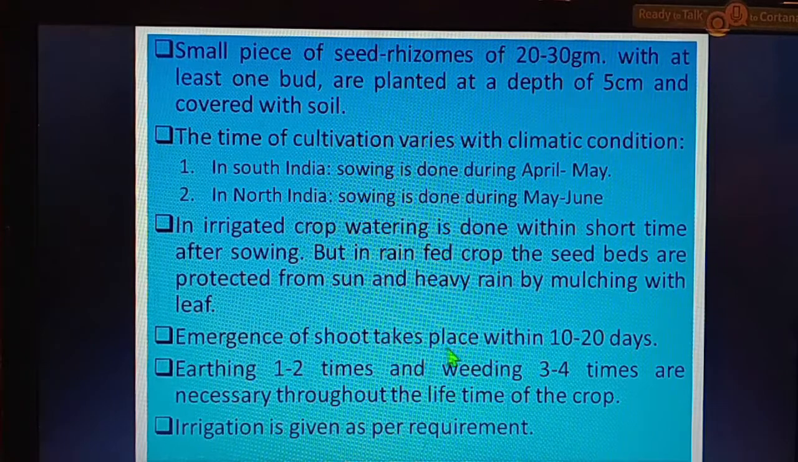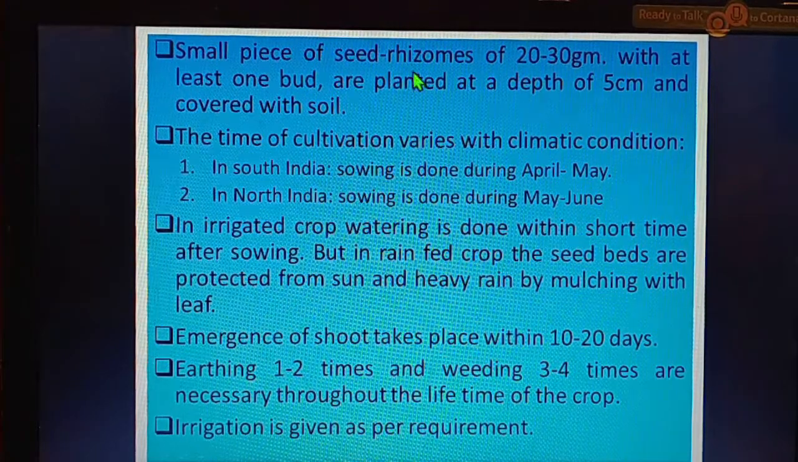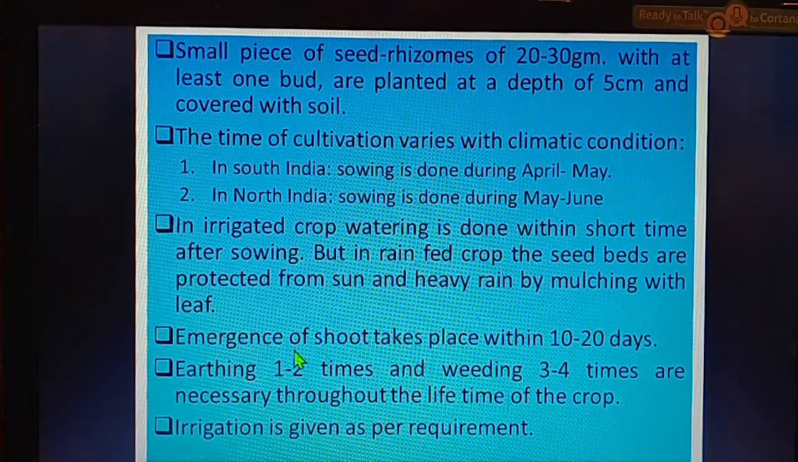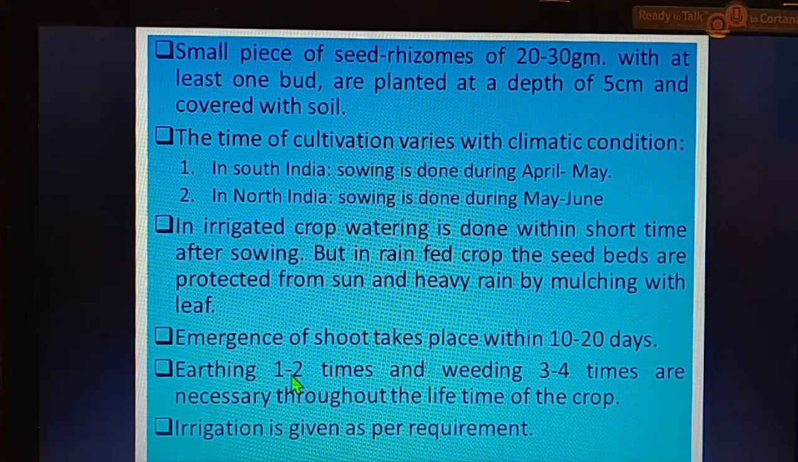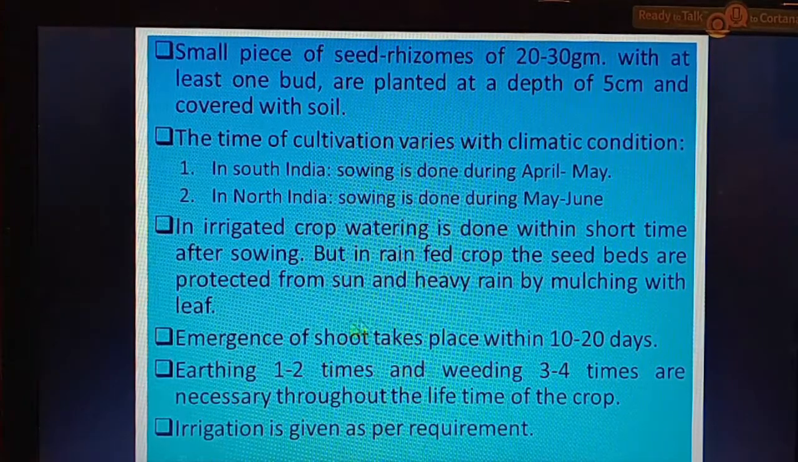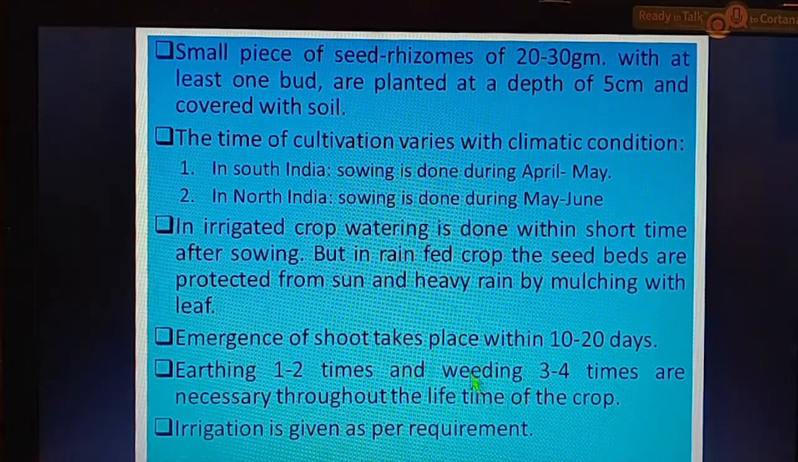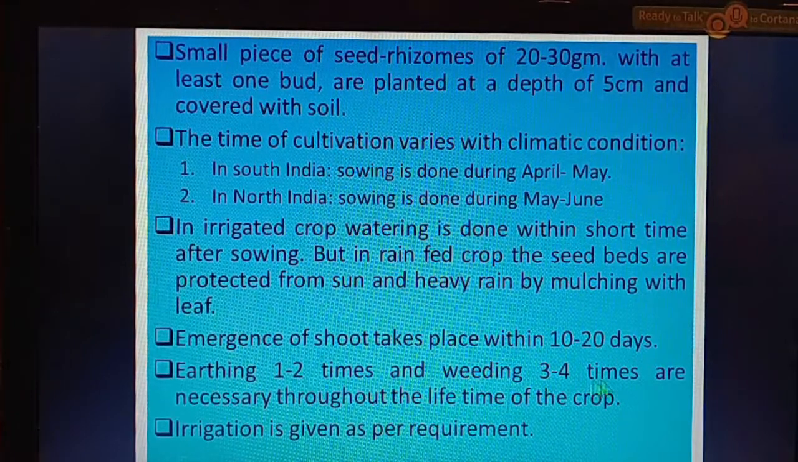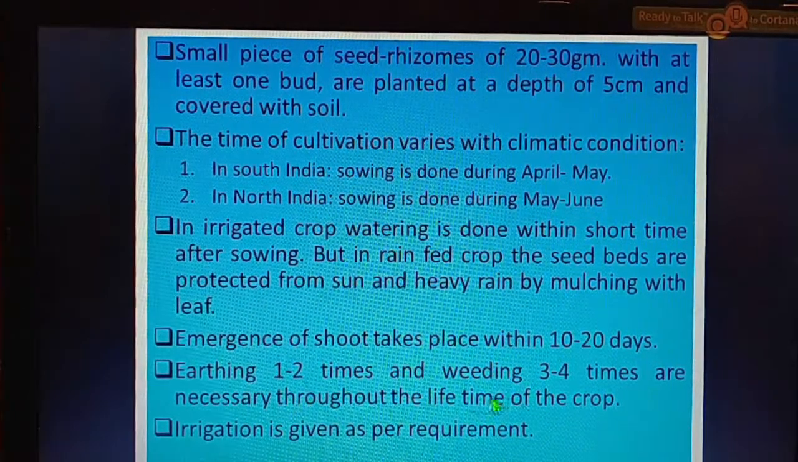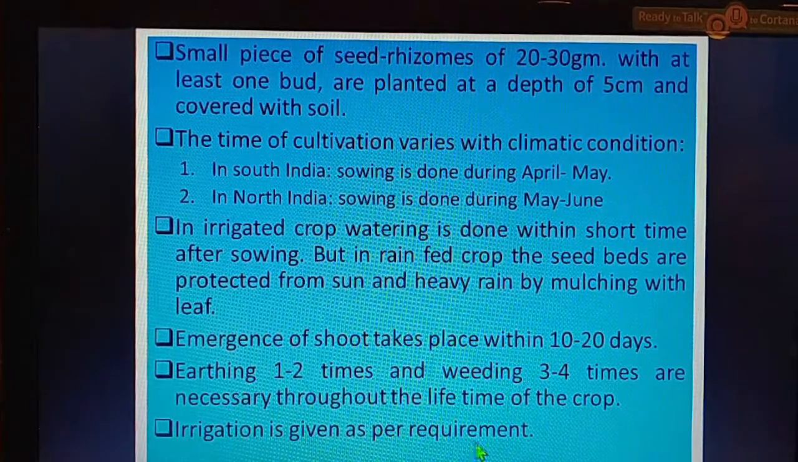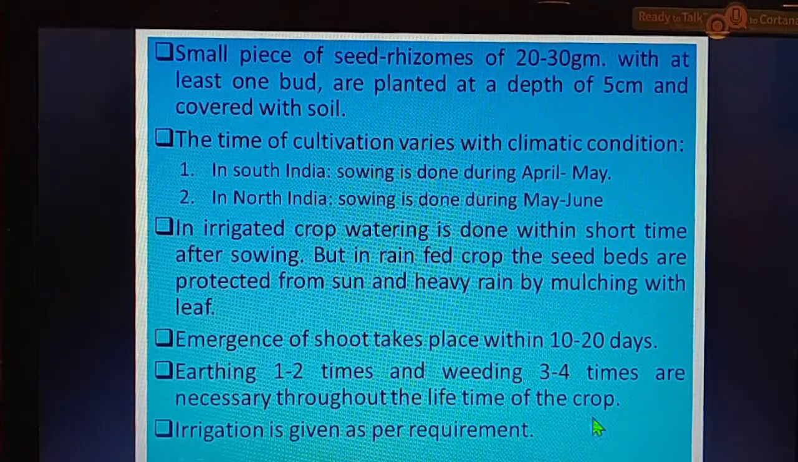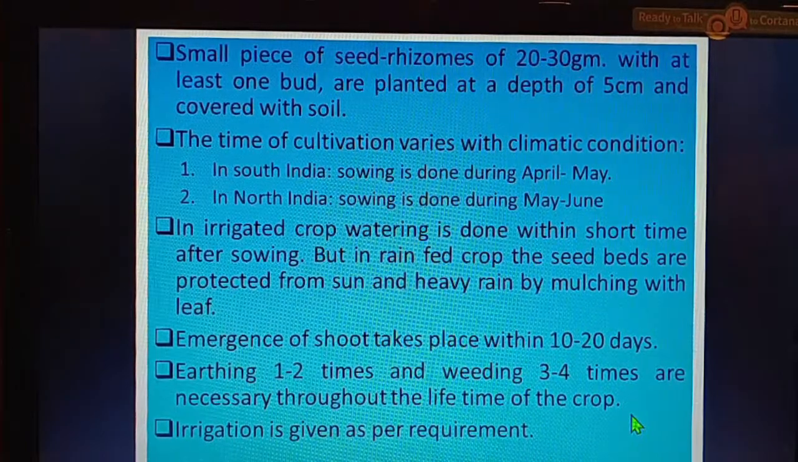And emergence of shoot after sowing the rhizome will take place within 10 to 20 days. And earthing is done 1 to 2 times, and weeding, that is removing of the weeds, 3 to 4 times is necessary throughout the lifetime of the crop. So irrigation is given as per requirement, okay, whenever water is required.